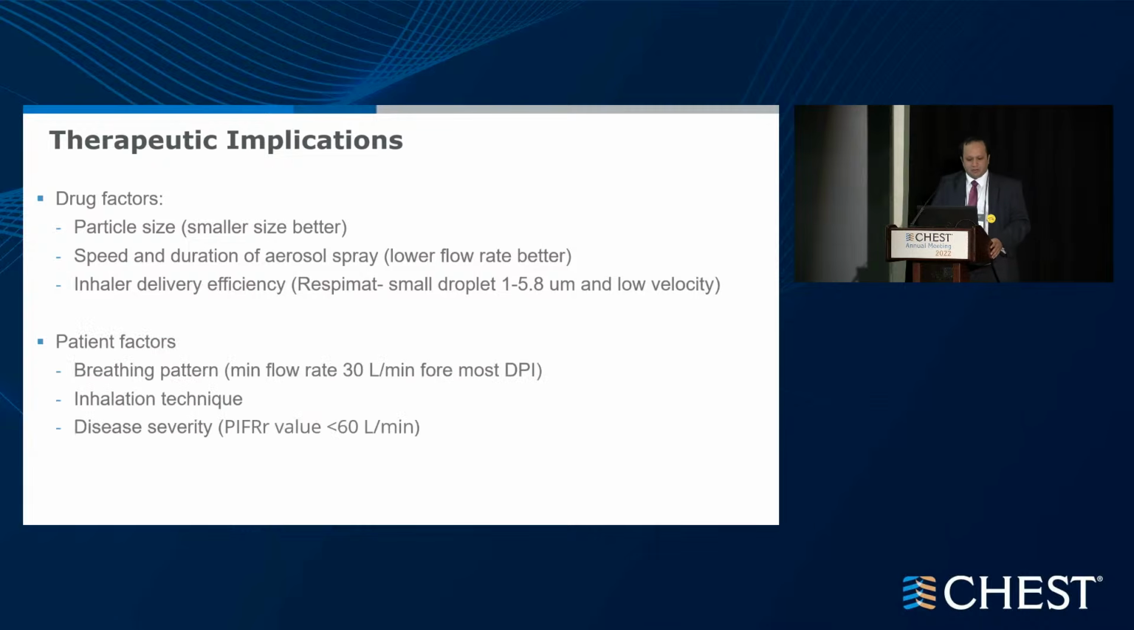You also need to consider patient factors. What is their breathing pattern? What is the flow rate that they can achieve? There are studies that have shown that if patients are using a DPI, they need to maintain at least 30 liters per minute, all the way up to 60 liters per minute, to get the drug into their peripheral airways. Also, how is their inhaler technique? Can they get enough drug to their peripheral airways? And what about the disease severity? If the patient cannot generate enough peak inspiratory flow rate, will they be able to get the drug all the way down to the peripheral lungs?